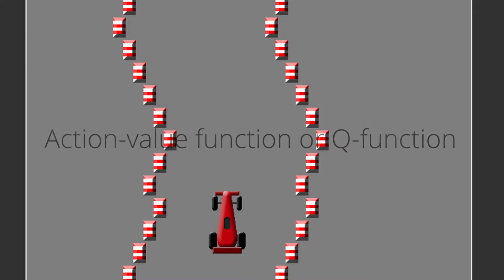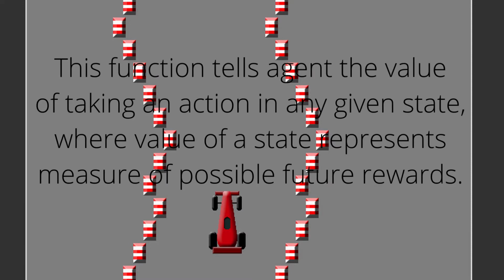But how does an agent decide which action it should take in its current state? The answer to this question is something called the action value function or Q function. This function tells the agent the value of taking an action in any given state, where the value of a state represents a measure of possible future rewards.